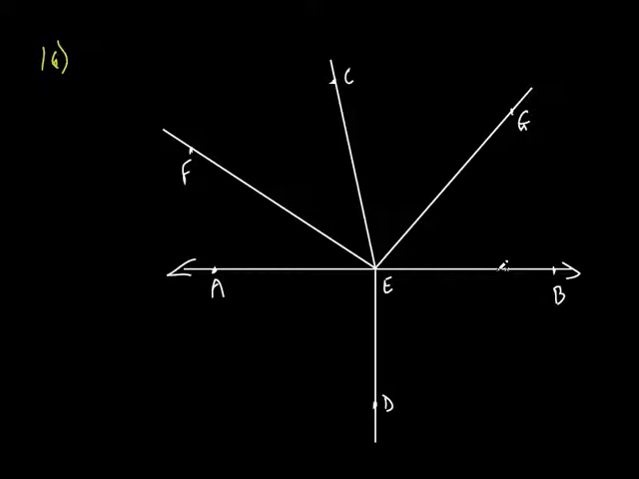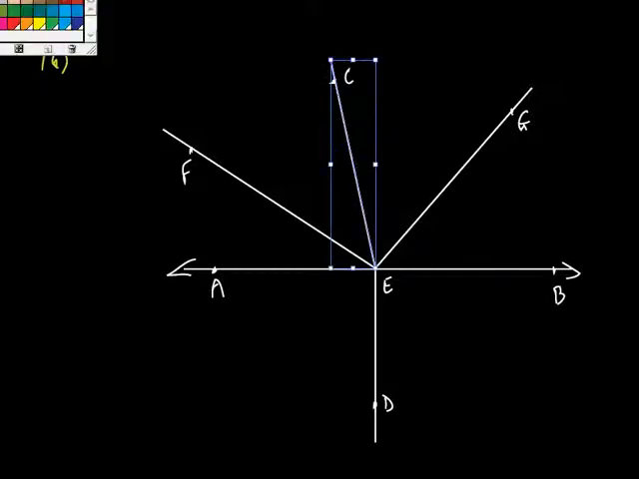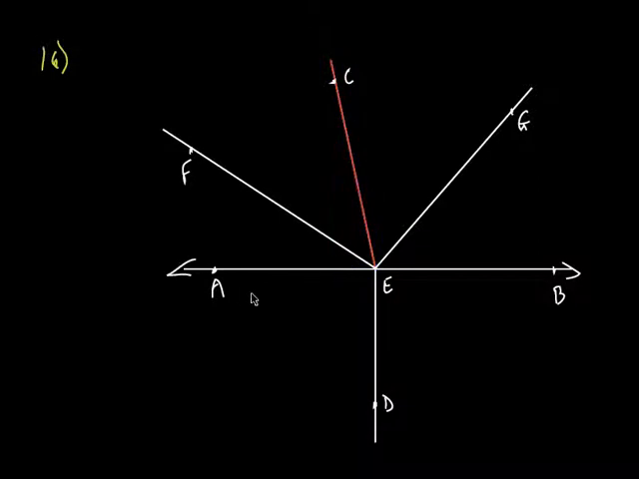Where am I? Oh, there we go. Here's the important part. It says ray EC. Let me actually make this a different color. That's ray EC. Look what it says. It says it does what?